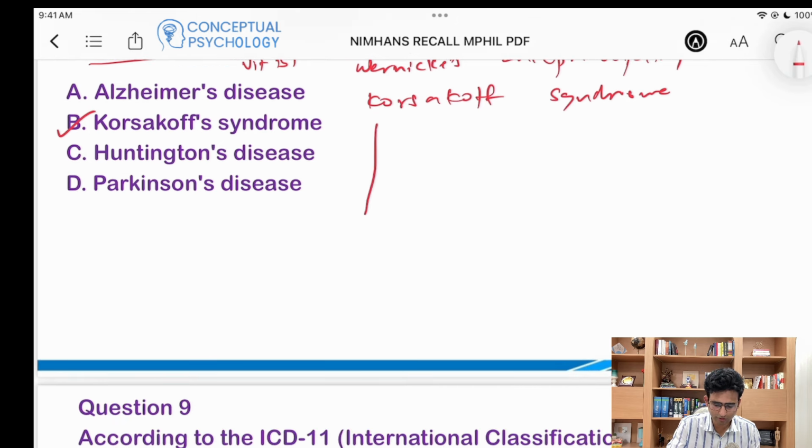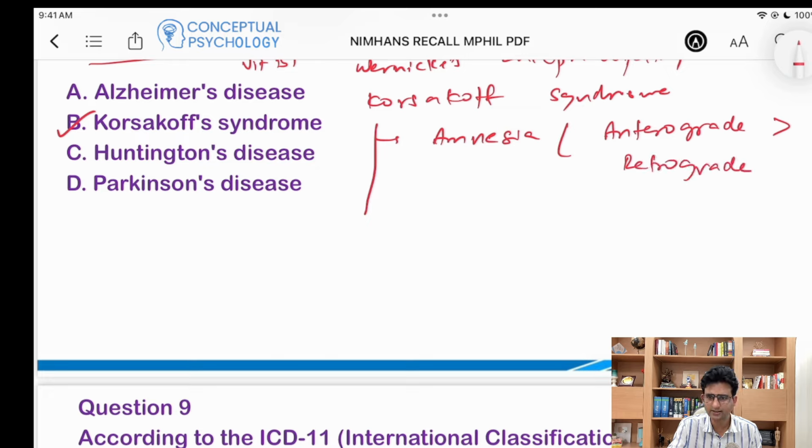What are the symptoms of Korsakoff syndrome? We have got amnesia. Which kind of amnesia? We have both kinds of amnesia, but anterograde amnesia is more prominent than retrograde amnesia.